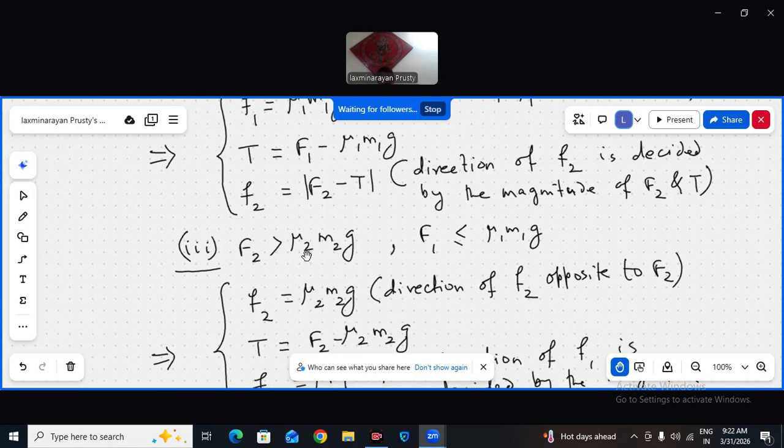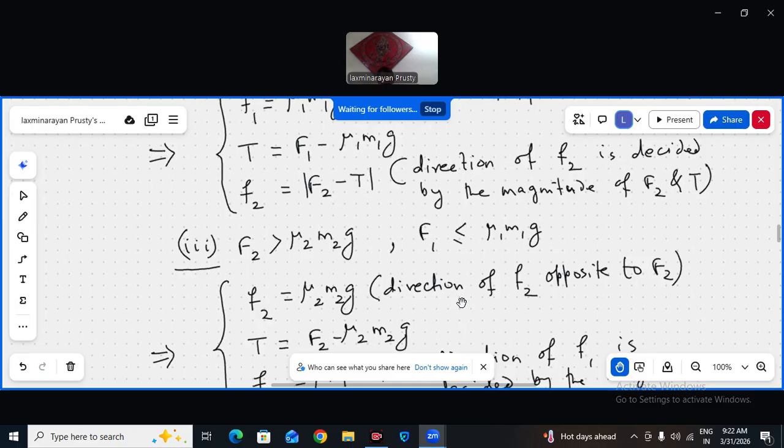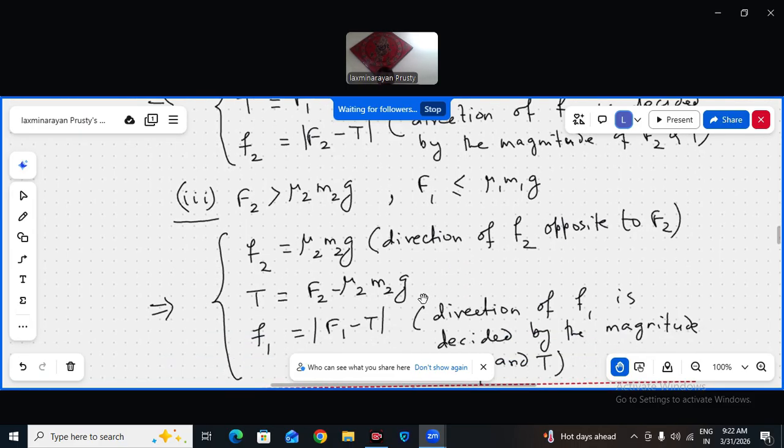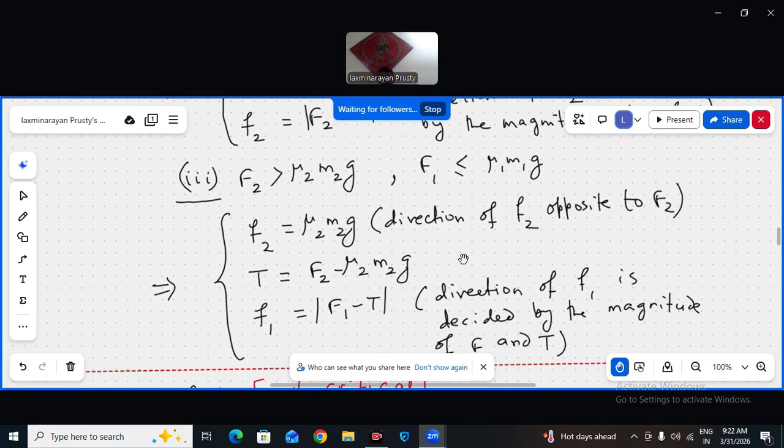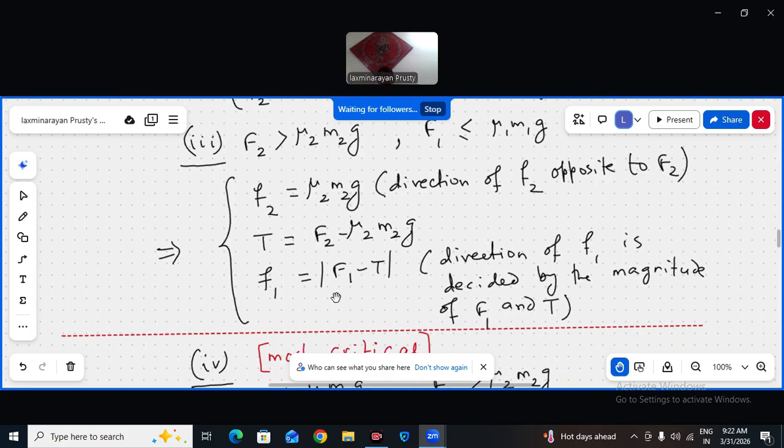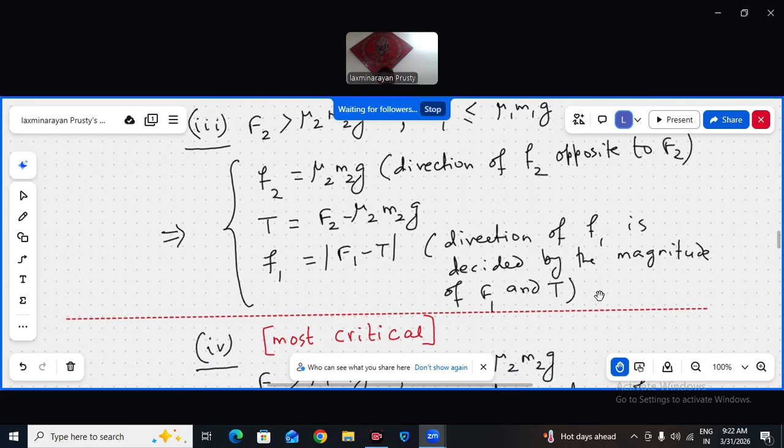Then F2 greater than mu2 m2g means the friction force on block 2 will reach the maximum value, and its direction will be opposite to capital F2. Tension will be similar: it will be F2 minus mu2 m2g, because after that pulling starts. Then f1 will be the magnitude of F1 minus T. The direction of f1 is decided by the magnitudes of F1 and T.